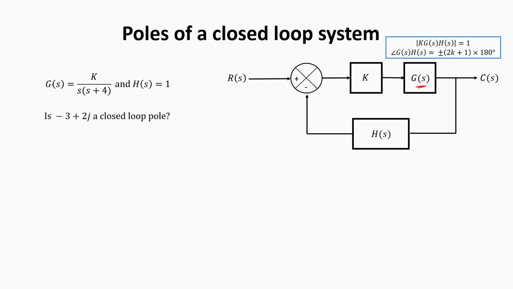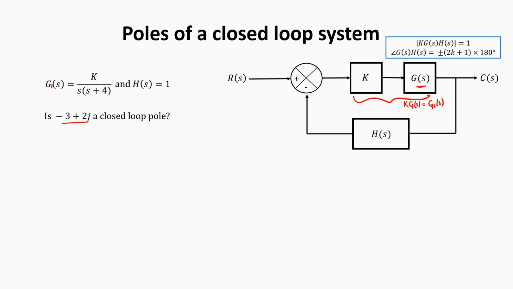So, this is G1, okay. So, these two together, Kgs is equal to G1s and Hs in this case is 1, it is given to us, okay. So, the question being asked is: is minus 3 plus 2j a closed loop pole?